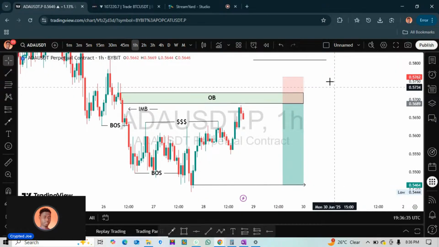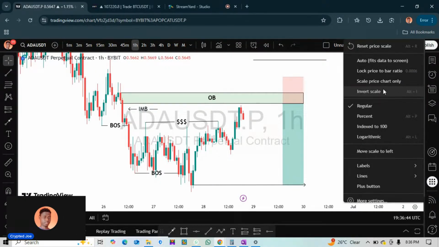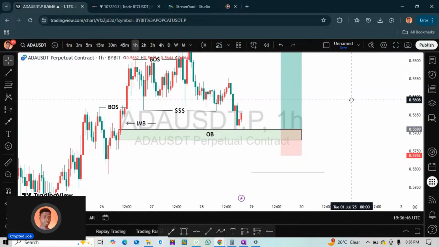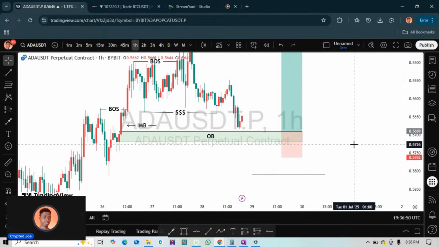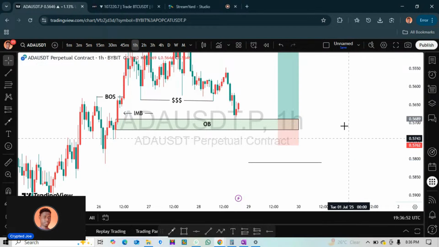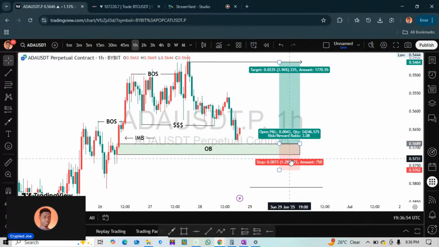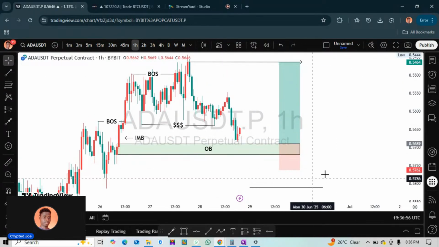Then if you are taking a long, your stop loss should be higher than your liquidation. Let me invert this so that it looks like a long. So for example, you are taking a long now. This is your stop loss, this is your liquidation, then you are good to go. Whichever leverage you use that lets your stop loss be higher than your liquidation, you are good to go.